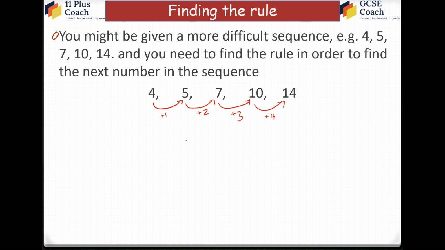So I can clearly see the rule is this: from one term to the next term, whatever the difference is, the next difference will be 1 higher than that. So you're adding 1 to the actual difference each term. From term to term, you're adding 1 to the previous difference.